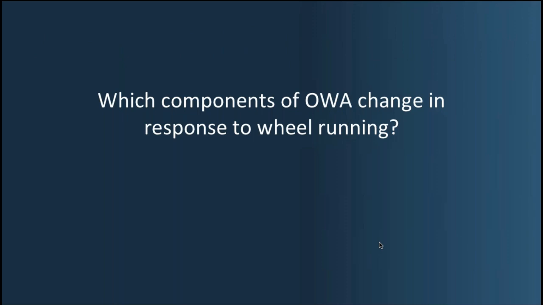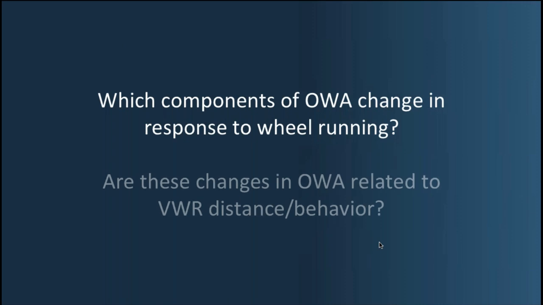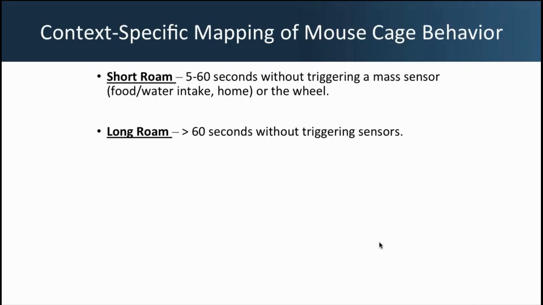And so I showed you that there was a drop in off-wheel activity. I showed you that it's important for energy balance. But now we wanted to dig deeper into what components of off-wheel activity change and whether these changes in specific off-wheel activity behaviors are related to wheel running distance and activity.